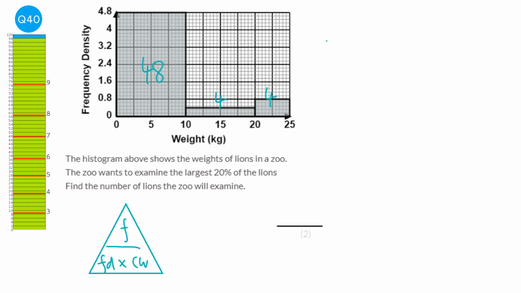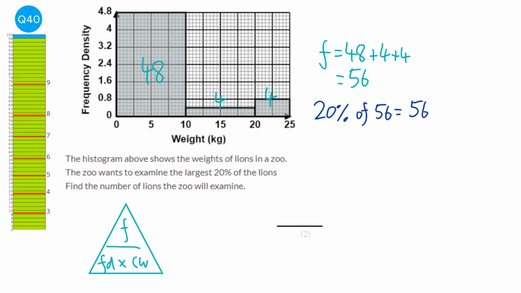Work out the total frequencies. So it would be 48 plus 4 plus 4, which will be 56. So 56 in total, lines in total, and they only want to see the largest 20%. So we're just going to work out 20% of 56, which we can do, we can just multiply it by 0.2, and that'll give us 11.2. Now you can't have 0.2 of a line, so we can just round that to 11.